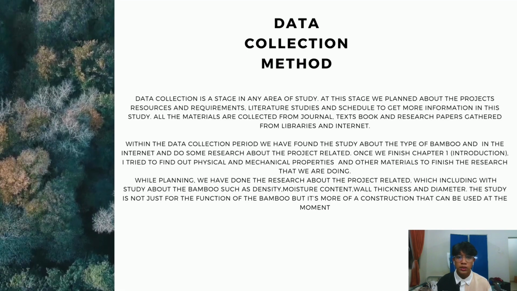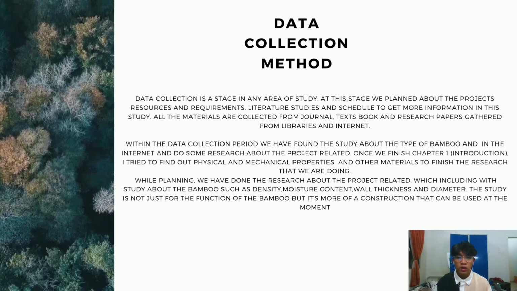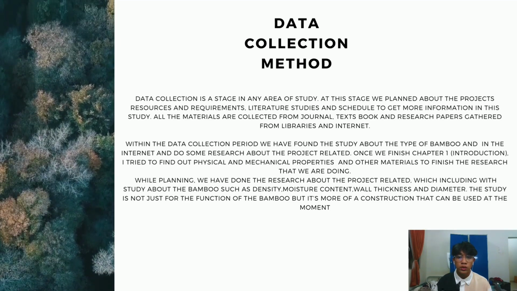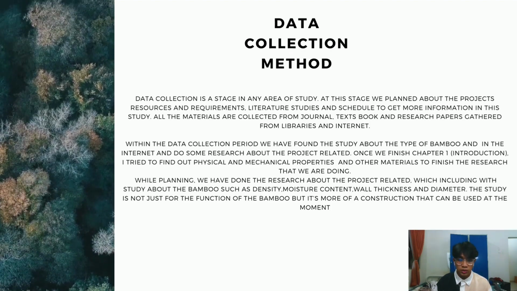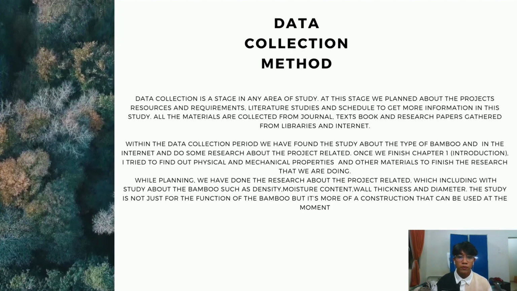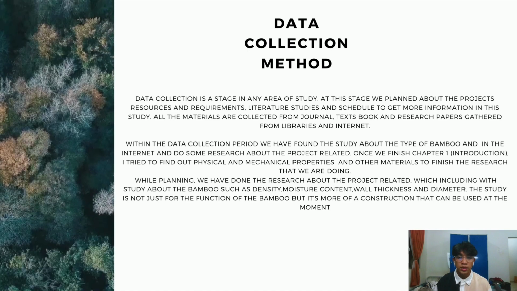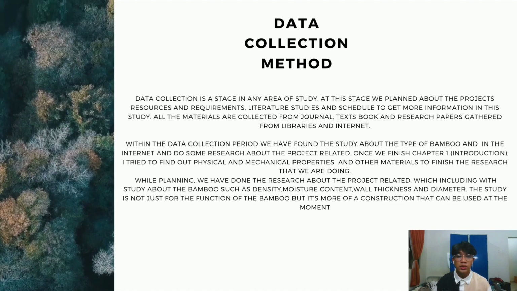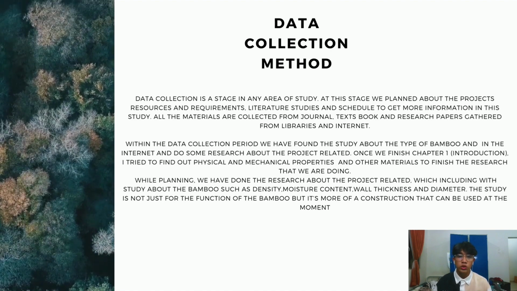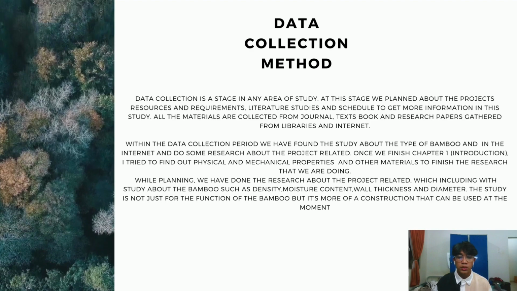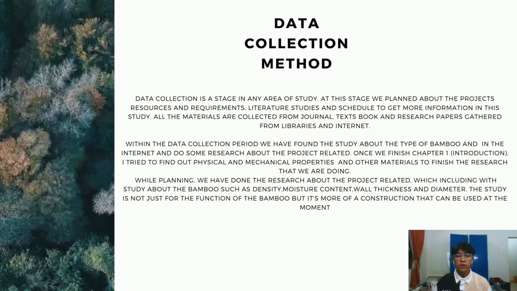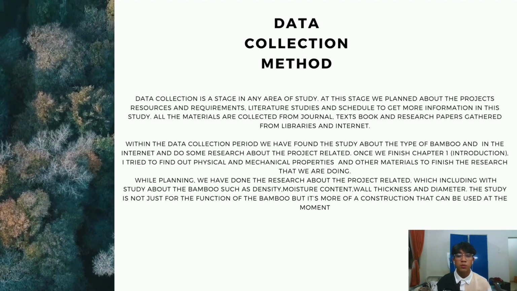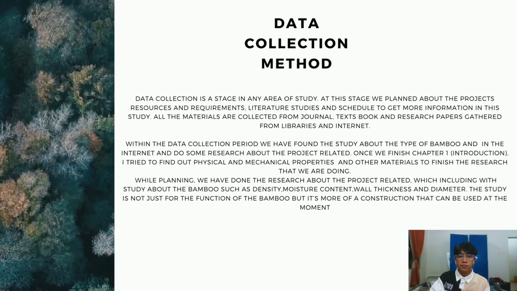Once we finished chapter 1, which is the introduction, we tried to find out about physical and mechanical properties and other materials to finish the research that we are doing. While planning, we have done research about the related project, which means we should study the bamboo, such as density, moisture content, wall thickness, and diameter. The study is not just for the function of the bamboo, but more for construction that can be used at the moment.